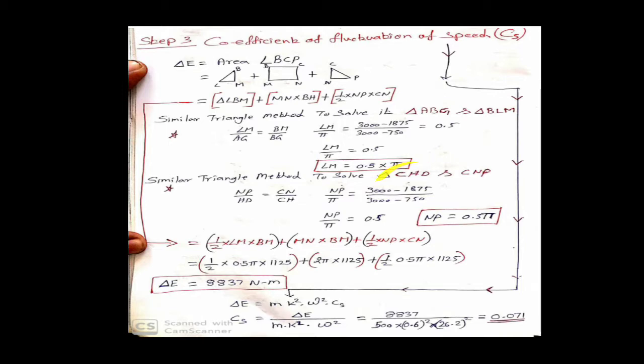Second, the triangle CHD. ΔE is equal to 8837 Nm. Substitute the value and find ΔE. The basic formula is ΔE equals m k squared ω squared Cs. Rearranging the formula, we get the Cs value. Finally we get 0.071.